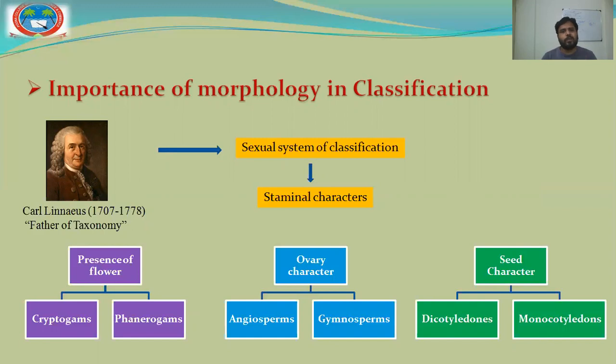In the same way, we can divide the 2 important groups of the plants on the basis of presence of flower, whether the flower is present or absent. Non-flowering plants are grouped under the cryptogams, and flowering plants are grouped under the phanerogams. In the same way, ovary and ovule characteristics are also responsible to divide two different divisions. For example, angiosperms and gymnosperms.